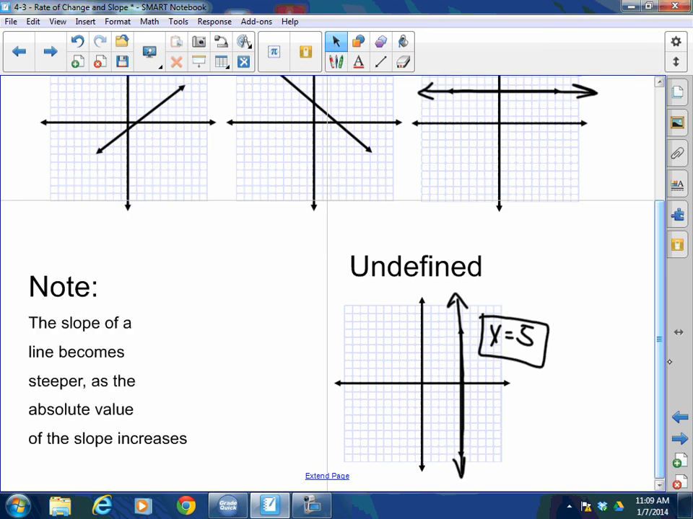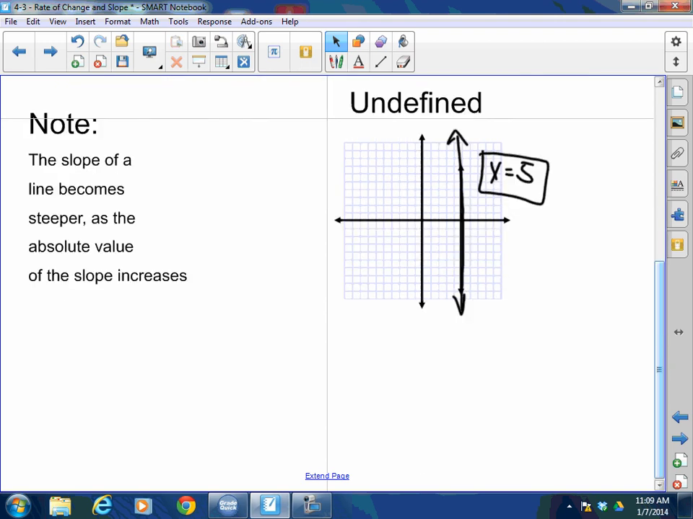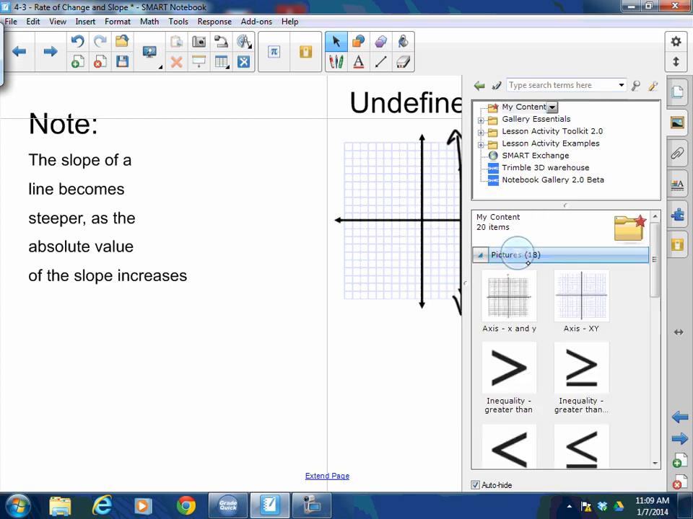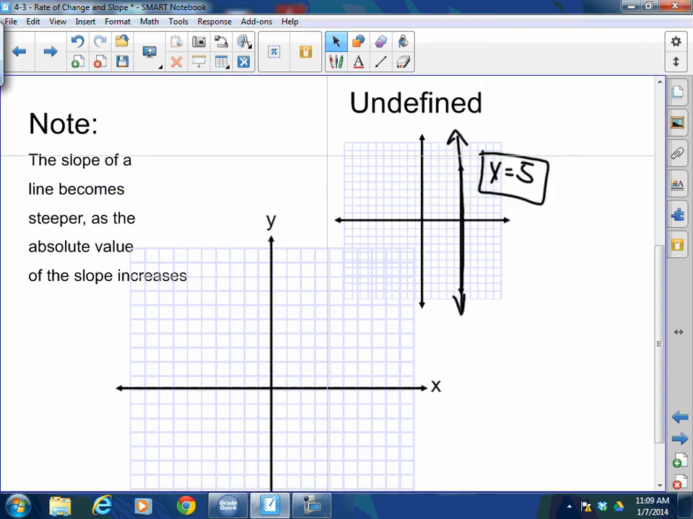And a little note here, the slope of a line becomes steeper as the absolute value of the slope increases. What does that mean? If I take this graph here, it says that the slope becomes steeper as the absolute value of the slope increases. Well, let's think about this. Let's do y equals x. The equation of y equals x would look like this.